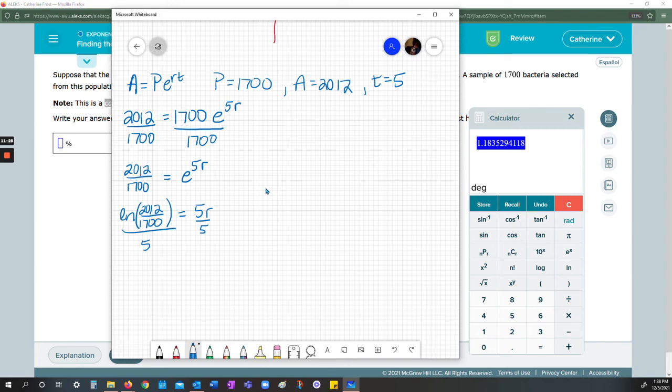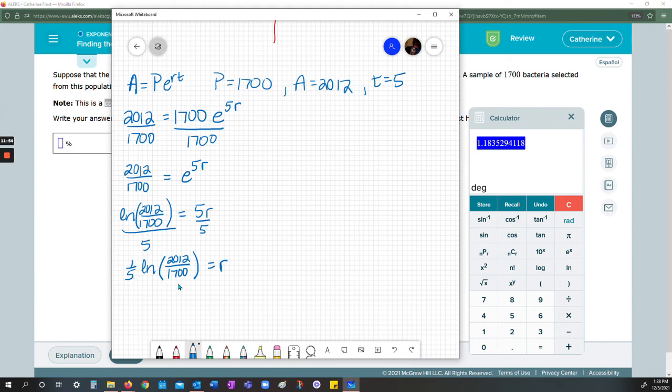You can write it like this. I like to put the 1/5 in front if it's not too crazy of a number we're dealing with, but it doesn't matter. It's just aesthetics. 1/5 times natural log of 2012 over 1700. That's what we're supposed to be figuring out. This is our r, but they want us to put it in as a percentage.